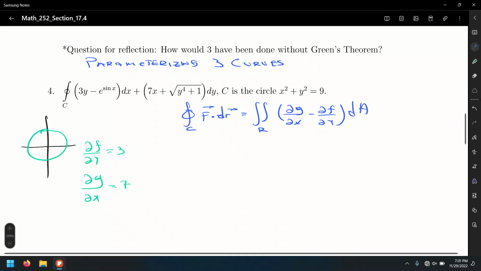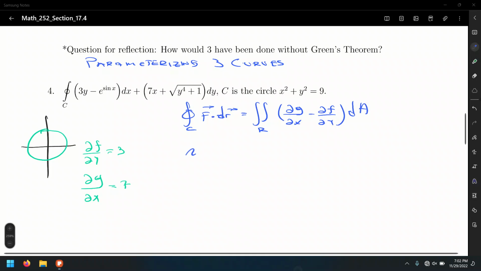And even if you manage to parameterize that thing, it's not going to be a good idea, to be honest, because you will have to have sine of x, which is sine of arc cosine. It's not going to be pretty.